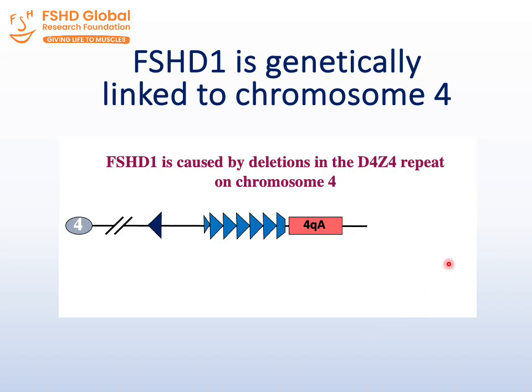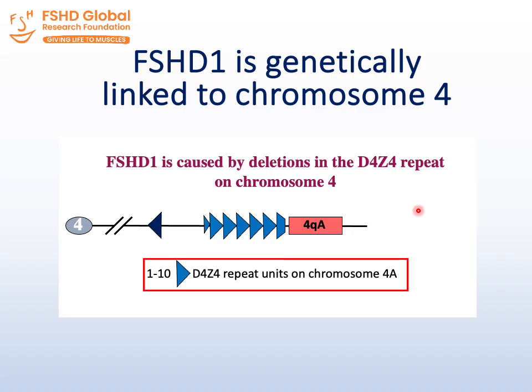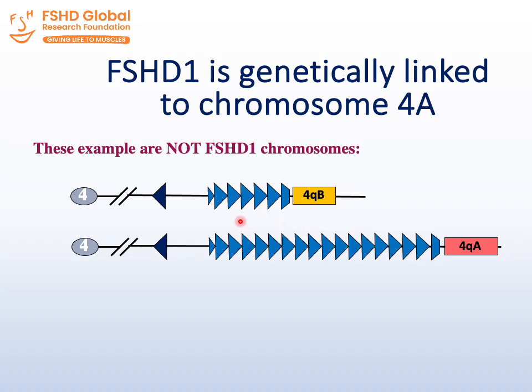So FSHD1 is caused by deletions in this D4Z4 repeat on chromosome 4. Okay, you have between 1 and 10 D4Z4 repeat units. You are potentially FSHD1. The other part, of course, is you need the 4QA FSHD permissive subtelomere. So when you have 1 to 10 repeats on a chromosome 4QA, that is genetically FSHD1. Okay. So you can also have this deletion on chromosome 4 without 4QA. It could be 4QB. This is an FSHD non-permissive allele, and this is not FSHD.